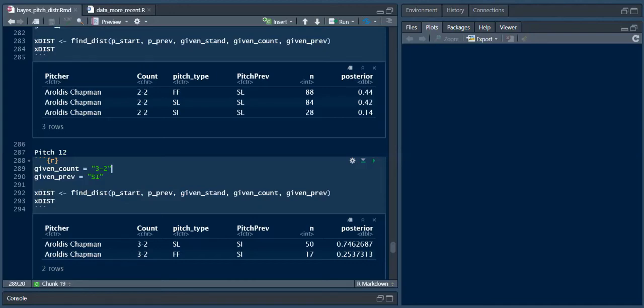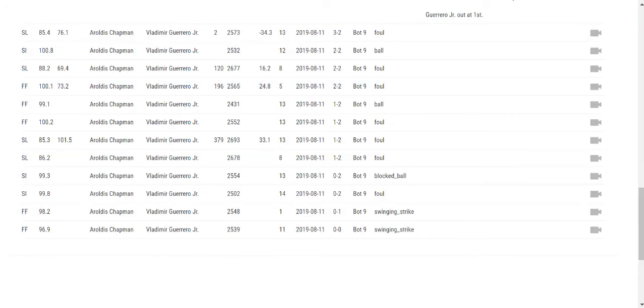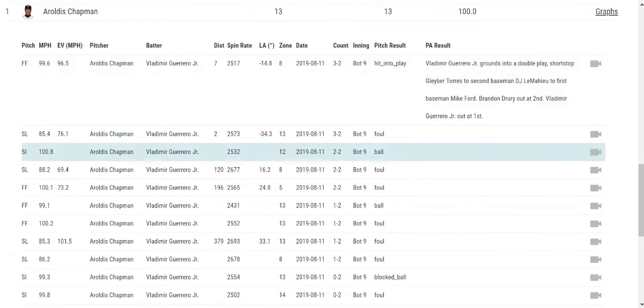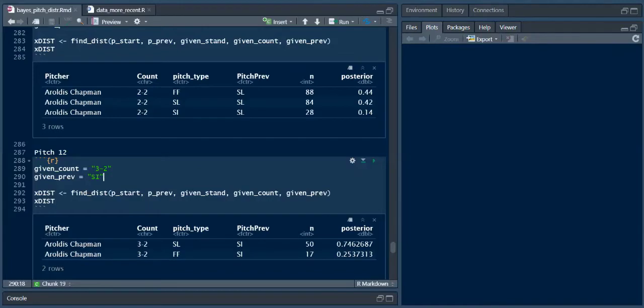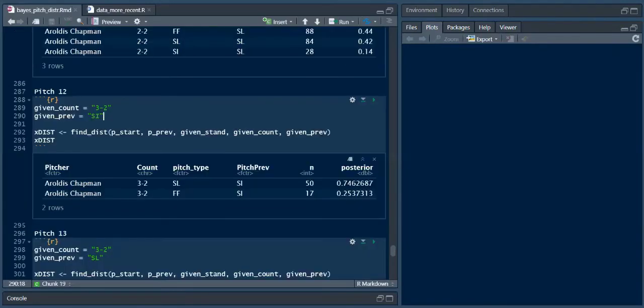But here is the next situation, right? So it is 3-2 because Chapman just threw a ball to make it 3-2, and the previous pitch was a sinker, according to MLB Advanced Media. That's this pitch here that we're looking at, 100.8 sinker. So let's come back here.